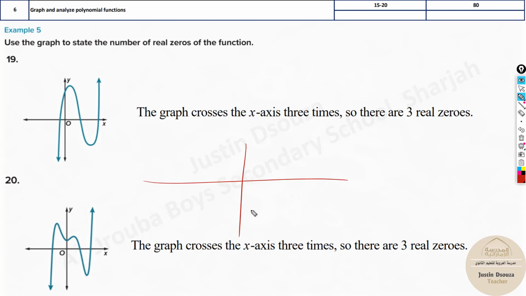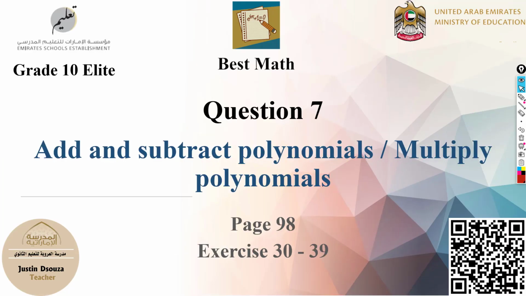One last thing, what if this was your question? Then there are no real zeros, okay? If this is your question in the exam, it is not touching the axis at all. Don't write 0, there are basically no real zeros. Only imaginary roots are possible for this. So those are the answers. We move on to question number 7, and it is another easy question.